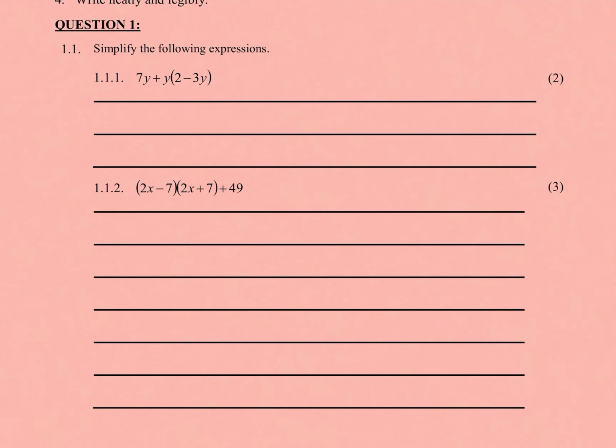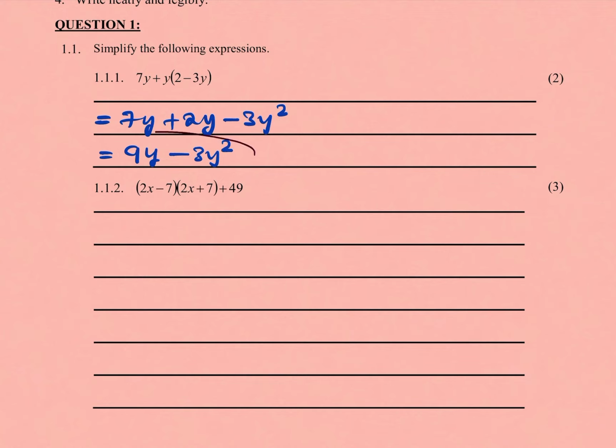Now, let's see. We are given 7y plus y into 2 minus 3y. You're going to say this is 7y, and then this y here outside the bracket multiplies each term inside the bracket. So you're going to have plus 2y minus 3y squared. If you multiply that and that one as well, okay? Now, let's check. 7y plus 2y, that is going to give you 9y. We call them the like terms, okay? Then you have a minus 3y squared here.